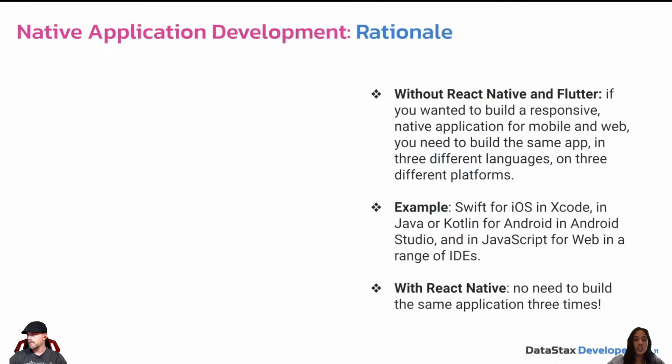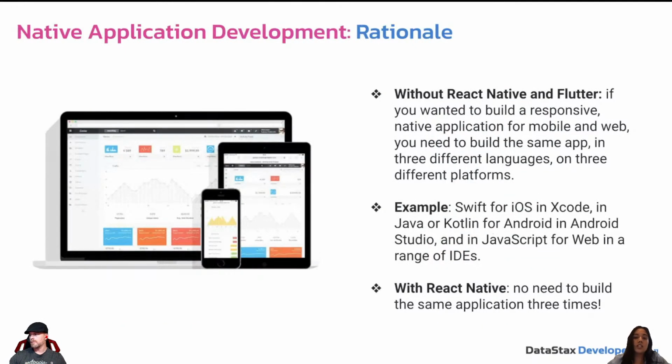So the original challenge with mobile development is that if you wanted to build a mobile app and a web app on iOS, Android, and web, you'd have to build the same application 3 times on 3 platforms in 3 different languages. So for example, if you wanted to build for iOS, you'd have to build it in Swift on Xcode. If you wanted to build for Android, you'd have to build in Java or Kotlin in Android Studio. And if you wanted to build for web, you'd use JavaScript in a range of IDEs like Visual Studio. That's a lot of platforms, and that's a lot of different languages. That's a lot of extra work.